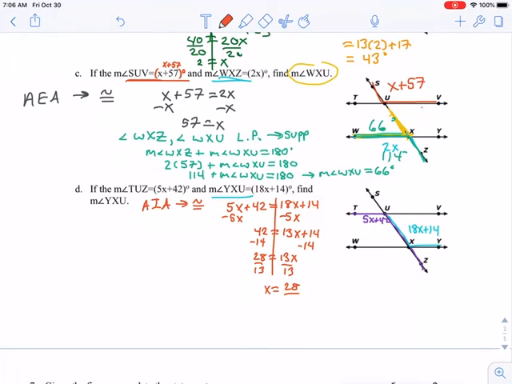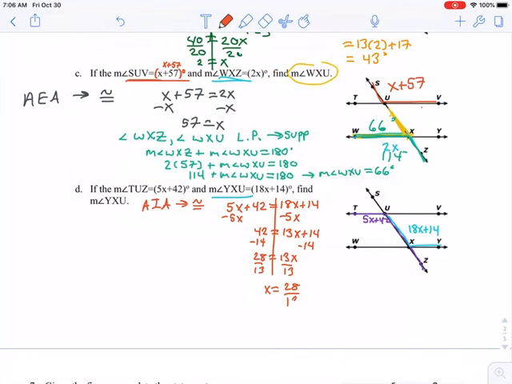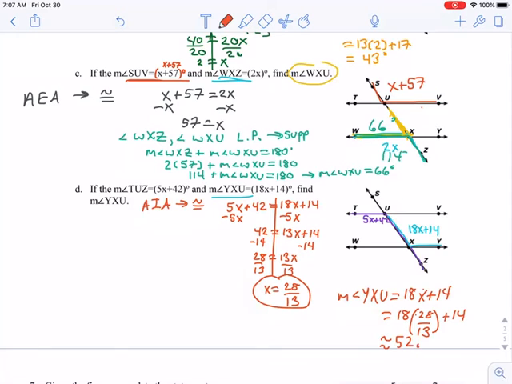All right, why will we be okay? We can still, oops, I forgot to write the over 13 part. All right, we can still find the measure of angle. You can't be scared of fractions our whole lives. Fractions aren't that bad. 18x plus 14. So I'm going to have 18 times 28 over 13 plus 14. 18 times 28 divided by 13 plus 14, and we get the very beautiful number about 52.8. Okay?